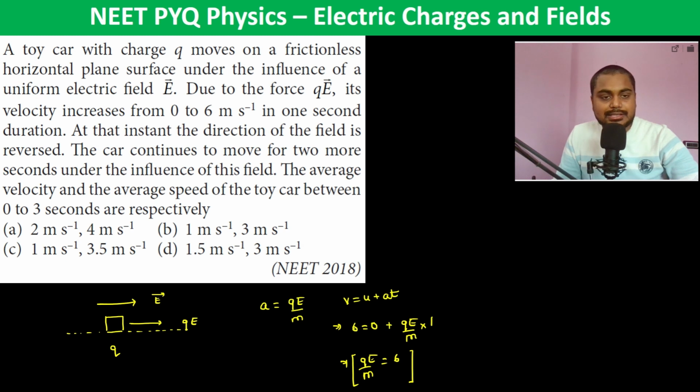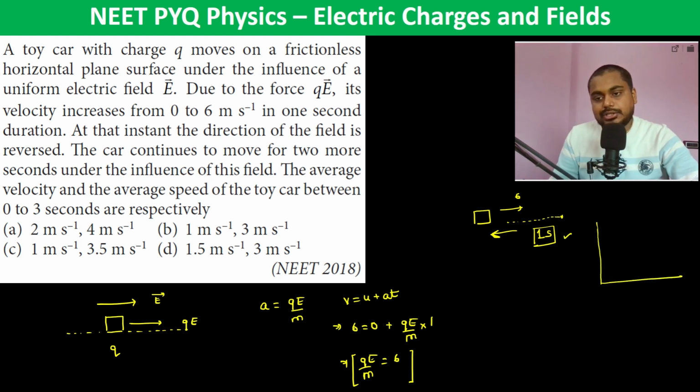At that instant the direction of the field is reversed. Now it is moving with 6 meters per second, but the electric field direction is reversed. The car continues to move for 2 or more seconds under the influence of this field. Yes, because now, first it will go this way, and its speed will fall to 0, and because the deceleration is also that much, after 1 second it is going to be 0. So if we see its velocity-time graph, it is going to be something like this.